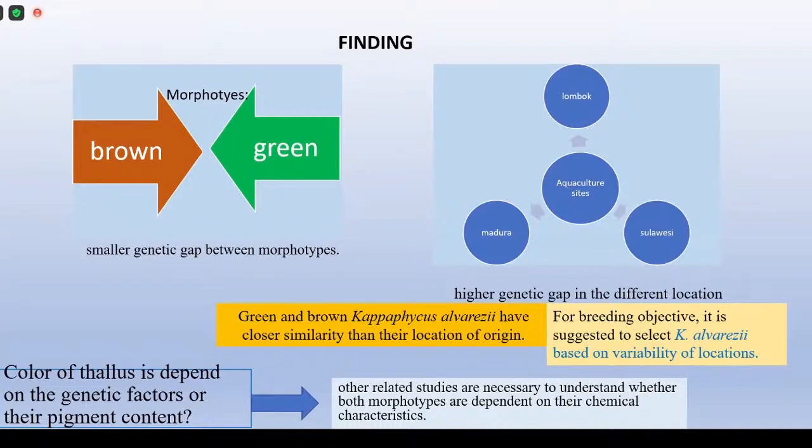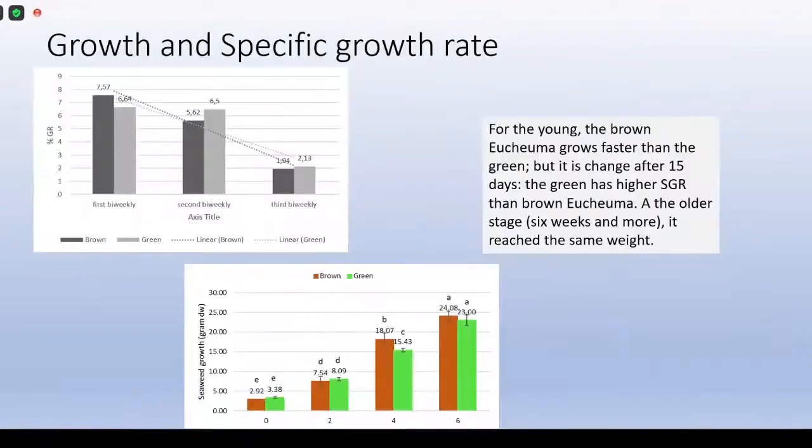The color of the thallus depends on genetic factors or pigment content. So other related studies are necessary to understand whether both morphotypes depend on their chemical characteristics or not. We have data on the growth rate and seaweed growth with both morphotypes.